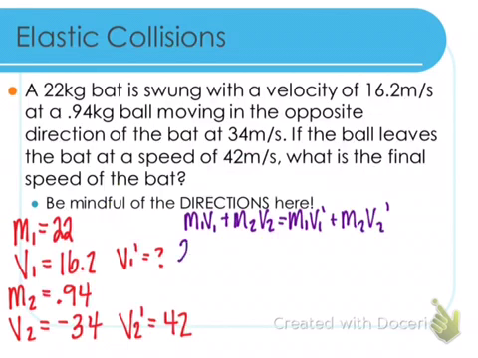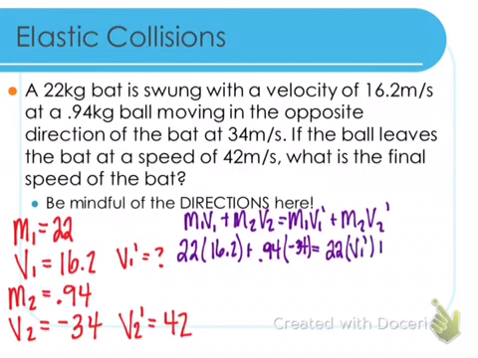Mass of our first object is 22, velocity is 16.2, plus mass of our second object is 0.94, velocity is negative 34. Then we're going to go back to our first object, which is our bat. We're solving for v sub 1 prime. We know v sub 2 prime is 42 meters per second. So now I'm going to start plugging the math in.